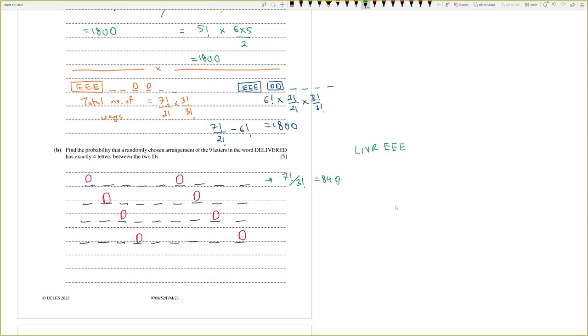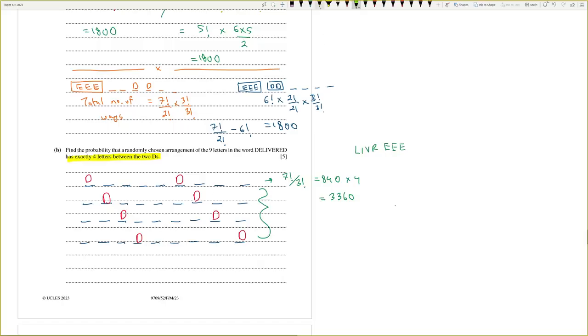And this can happen in 4 different ways. So I'm going to multiply by 4. Then I'm going to get the total number of ways in which there are exactly 4 letters between the two D's. I'm done with that.